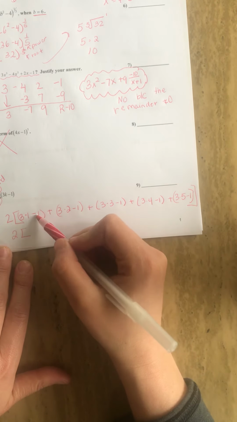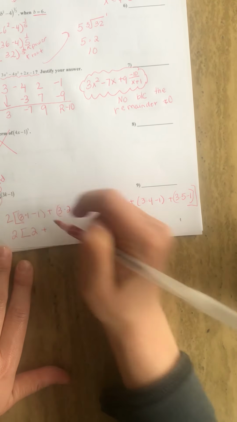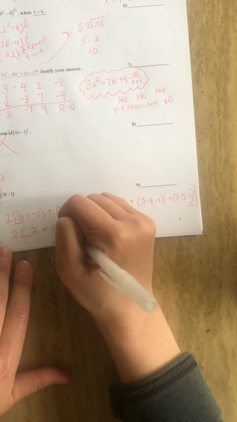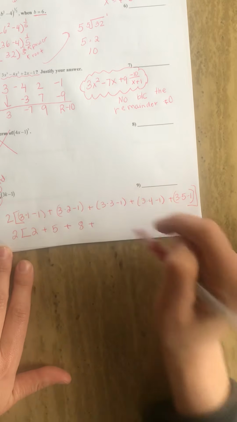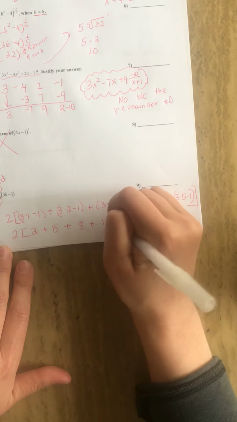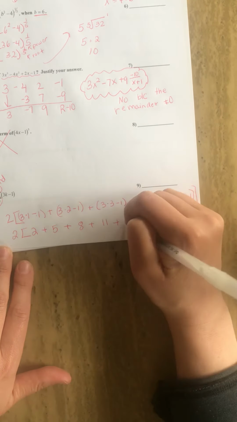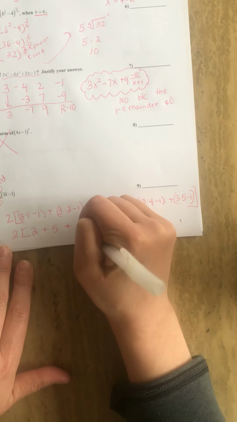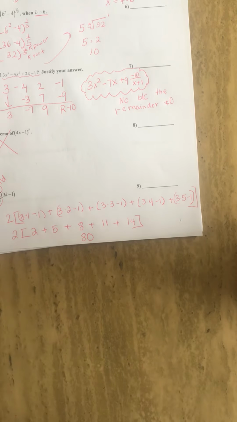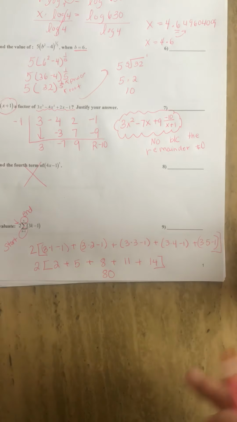So 3 minus 1, that's going to give us 2. 6 minus 1, 5, 9 minus 1, 8, 12 minus 1, 11, and 15 minus 1, that's going to give us 14. You're going to add all that up and multiply by 2, and you get a final answer of 80.